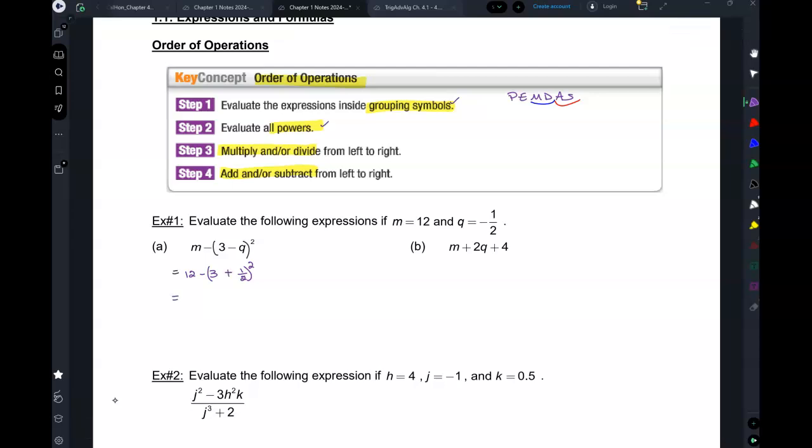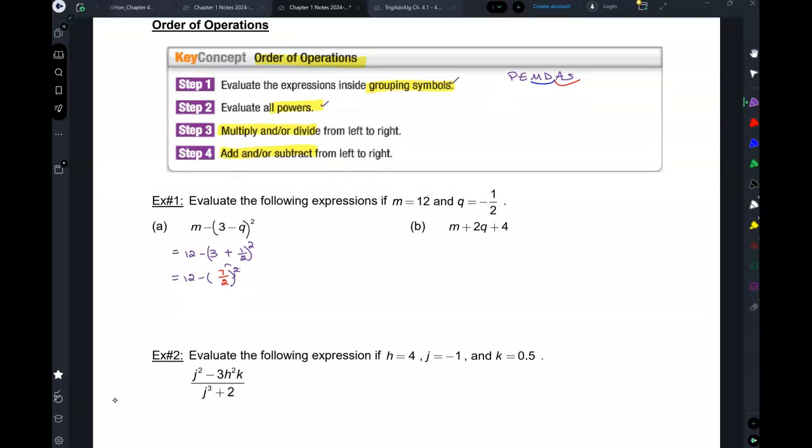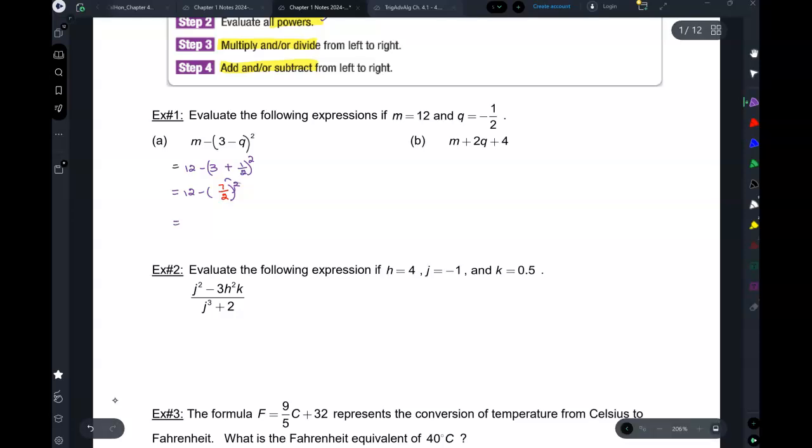So here, I'm going to do the stuff inside the parentheses first. So 12 minus, in parentheses, 3 plus a half is 3.5, which is 7/2. And then I need to square this. When you square something, that exponent belongs to the 7 and to the 2. So this is equal to 12 minus 7 squared is 49 over 2 squared is 4.